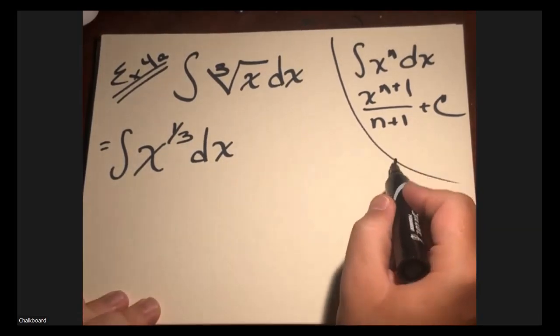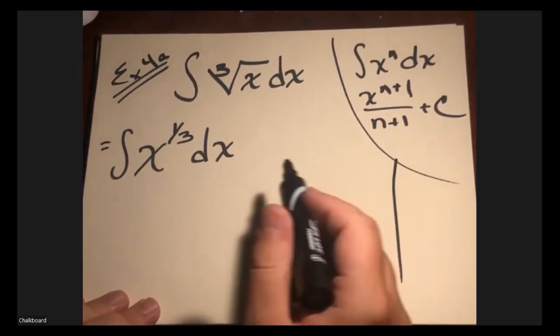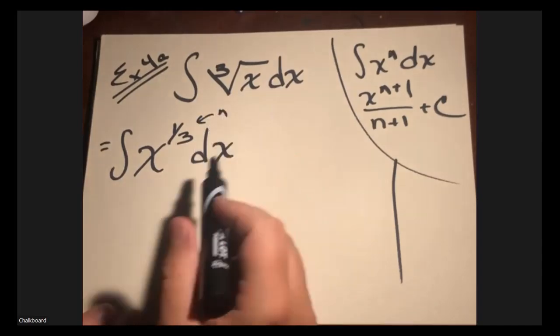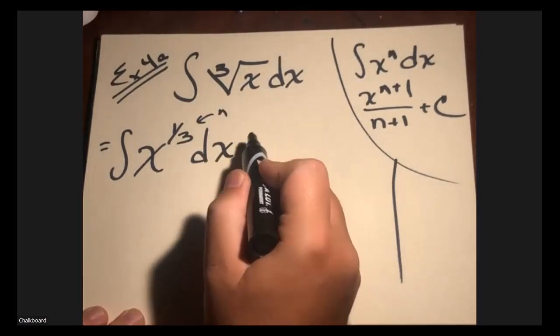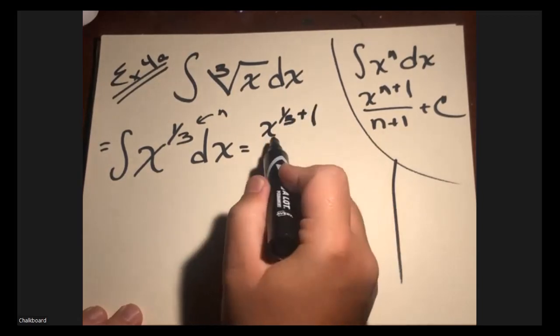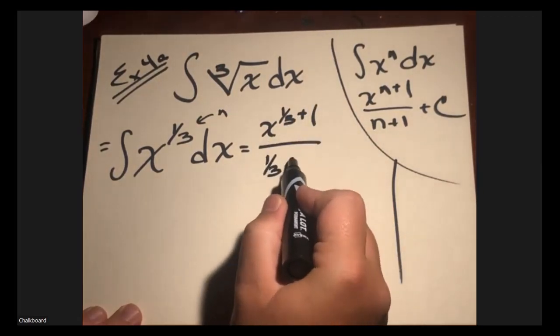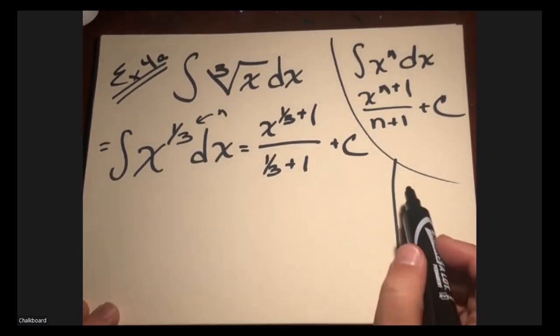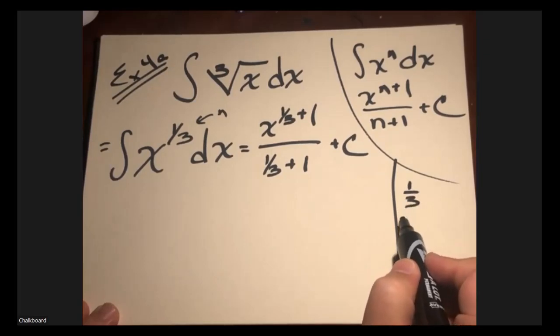I'm going to do some arithmetic over here, and I need to know what 1/3 plus 1 is, because if I let 1/3 be n, then it looks like this. It's going to be x to the 1/3 plus 1 over 1/3 plus 1 plus c, which means that I better make sure I figure out 1/3 plus 1 correctly. Let's do that on the side here.